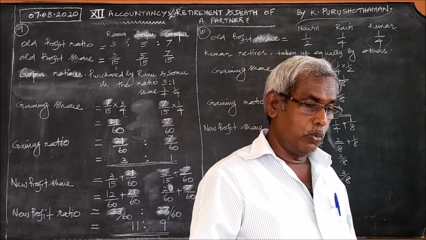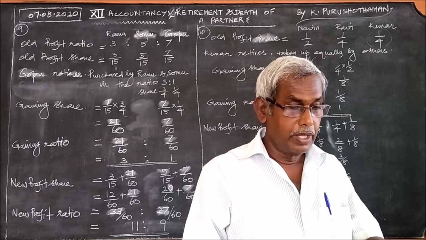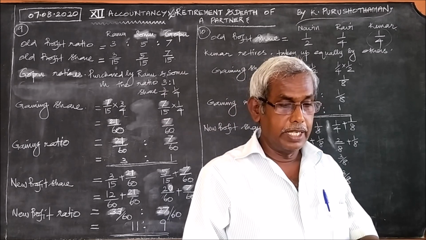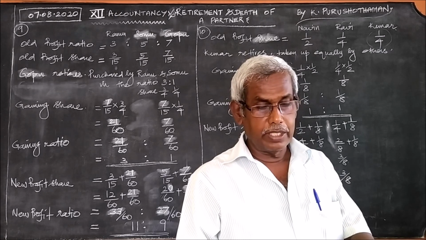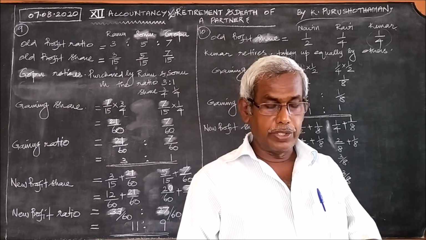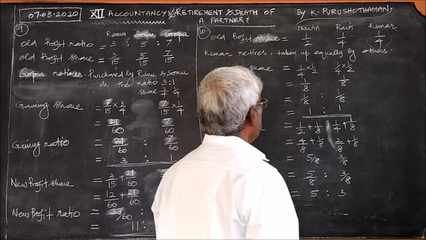And there is only one more problem. Mani, Gani and Sony are partners sharing profits and losses in the ratio 4:5:6.